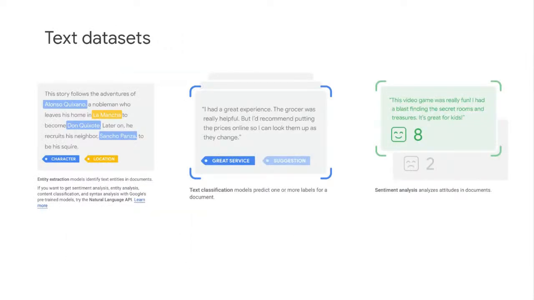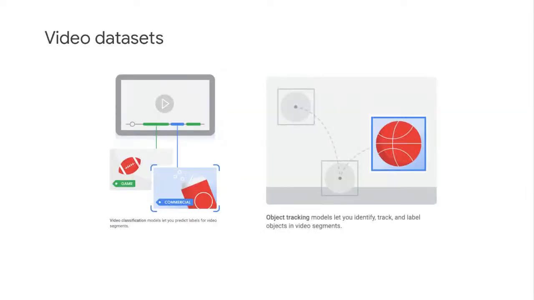So again, you have text data sets as well. This is what we talked about, the AutoML earlier with the natural language API. Here you bring your own text, your own dictionary, and you train, AutoML will train that for your own field. And video also, we have object tracking with video.